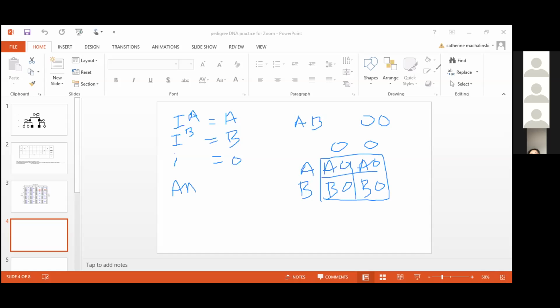So AO and BO... AA and AO are both type A. So A is dominant to O, okay?